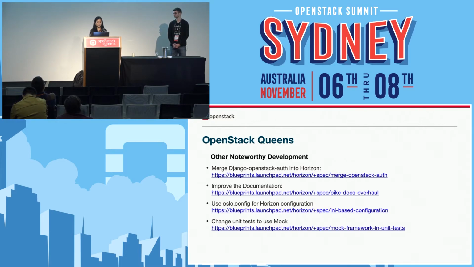And the last one on this slide is to change the unit tests to use mock. Mock is standard for OpenStack projects as well, and it has a better assert message. Right now in the code base, different files are using mox or mock. So one of these blueprints is to clean up some of the tests to make them consistently use mock.